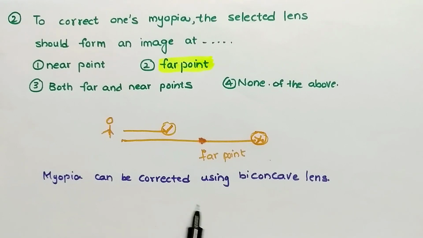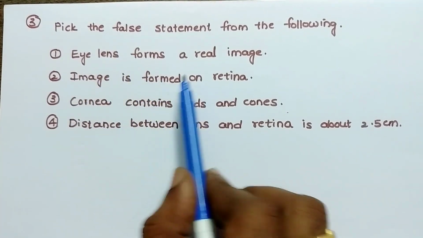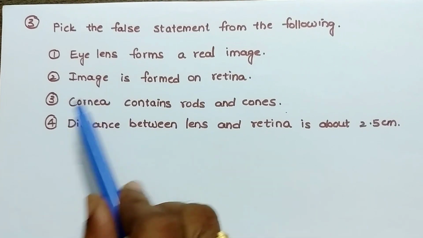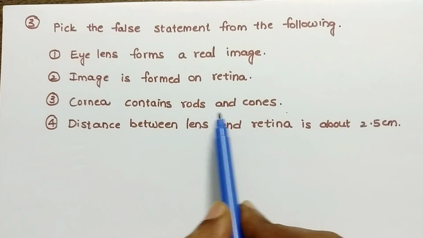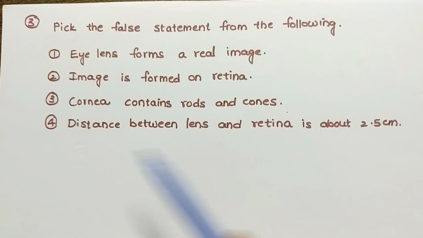Myopia can be corrected using a biconcave lens. Pick the false statement from the following. Eye lens forms a real image. So it is correct. Image is formed on retina. Cornea contains rods and cones. Distance between lens and retina is about 2.5 centimeters.